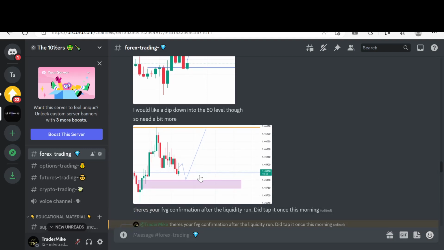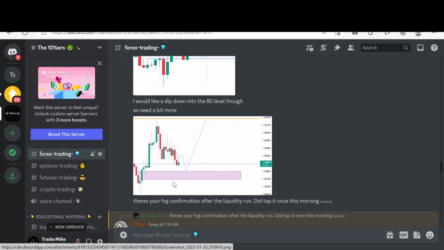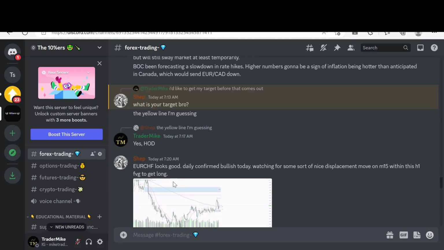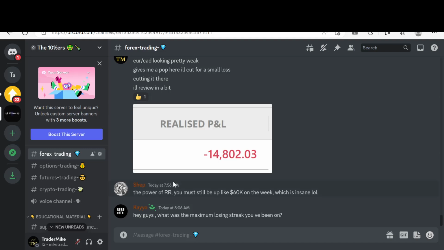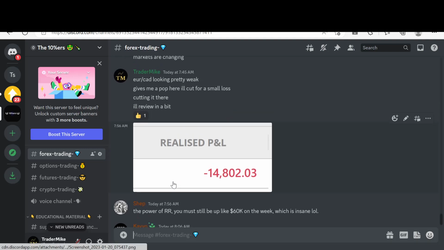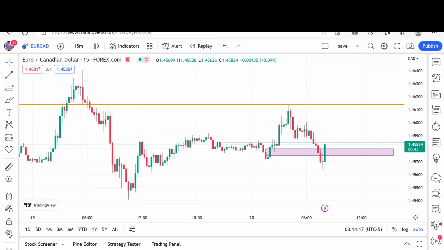Did tap it once this morning, which was right here. So it tapped it once this morning, then you had that nice rip up. But I figured it would want to tap down into it again with the institutional level there. And that was the reason. And I did take a small L on it. Now it wasn't a full L. You can see right here is my P&L. And I'll tell you why I ended up cutting it prematurely.